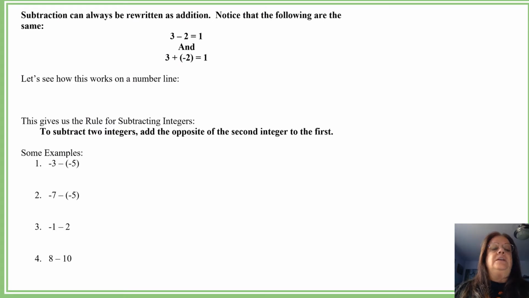Okay, subtraction can always be rewritten as addition. So 3 minus 2 equals 1 is the same thing as saying 3 plus a negative 2. In this situation, you understand subtraction of positive numbers. That's actually really easy. You don't have to do it that way, but the concept is we will use it in other situations. So let's see how this works on a number line.